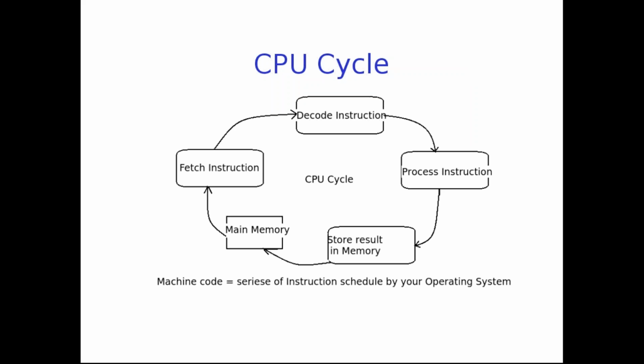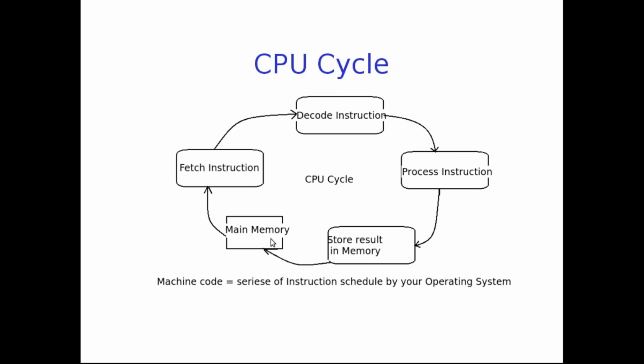then decodes the instructions. It fetches all the instructions you have written from the machine code. Then it decodes the instructions, since machine code is an intermediate code. Then it processes the instruction, performing whatever operations you want on it, and then stores the result back to the memory.